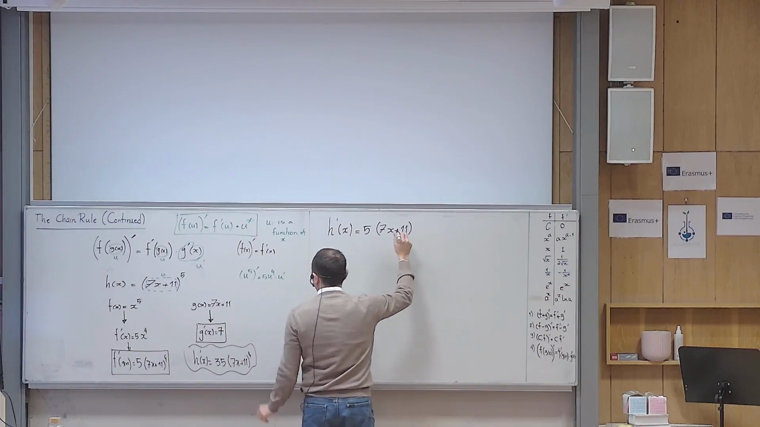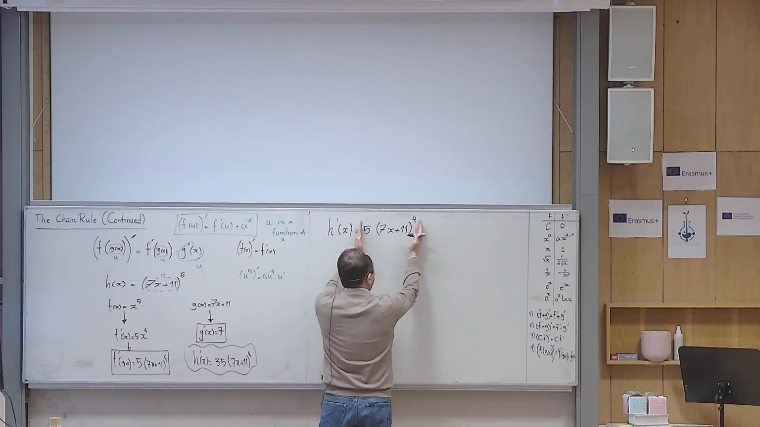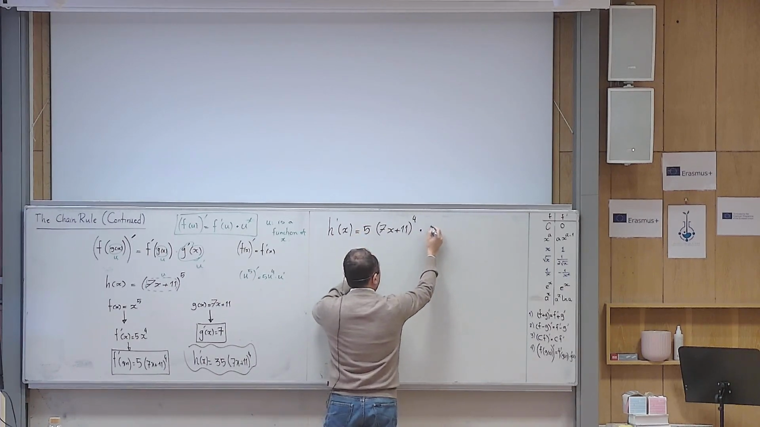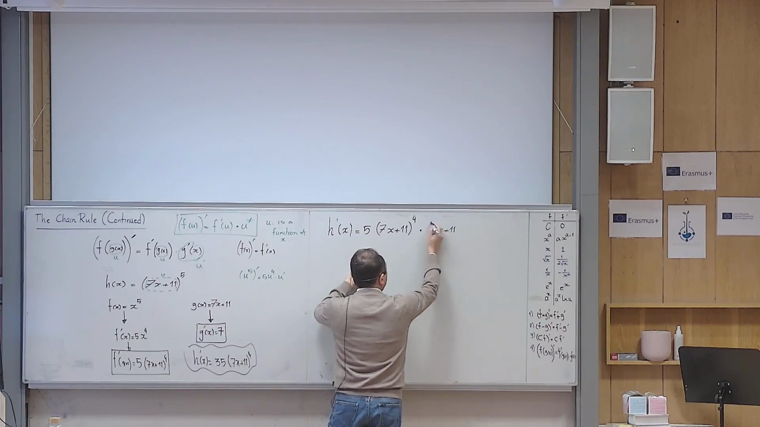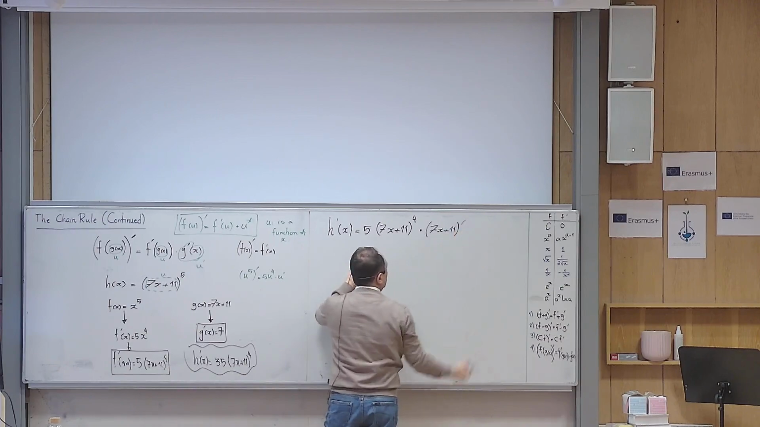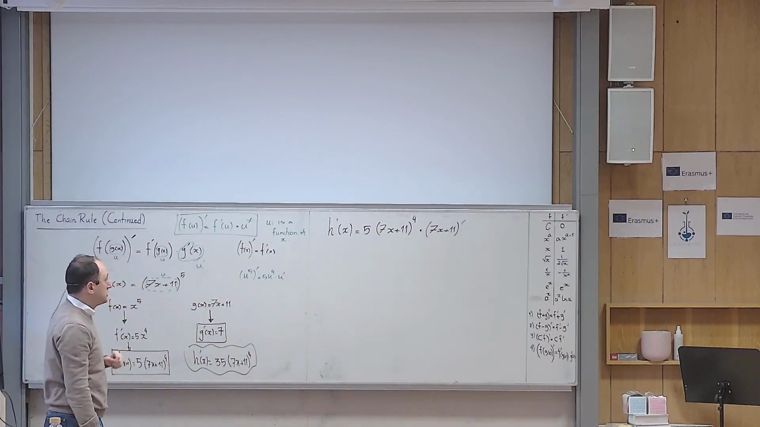Okay, the only thing that you shouldn't forget, with the power of 4, is to multiply. The problem is not finished here. You have to multiply by u prime. So what is u? U is this, and then you have to differentiate that one. I prefer to do it like this instead of writing so many things.